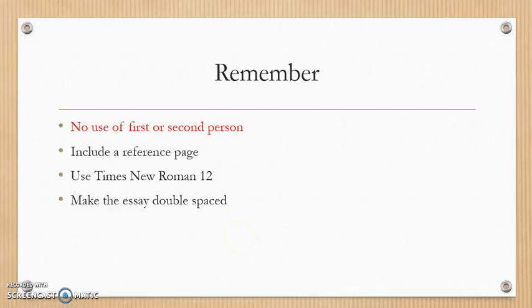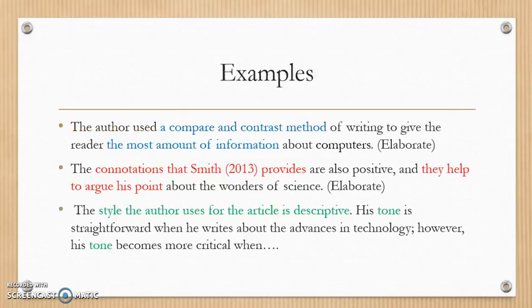Remember, this essay does not use first or second person. So first person is I, me, we, us, our. And second person is you. I do not want to see that in this article. I want it to be an analysis in third person. You should include a reference page, and I know that there are samples on Blackboard for you to do this. Times New Roman and make the essay double-spaced.